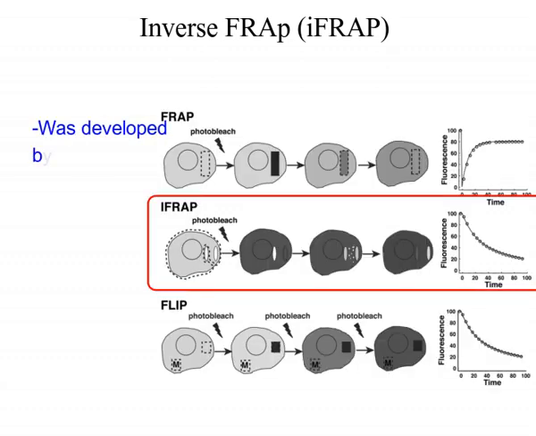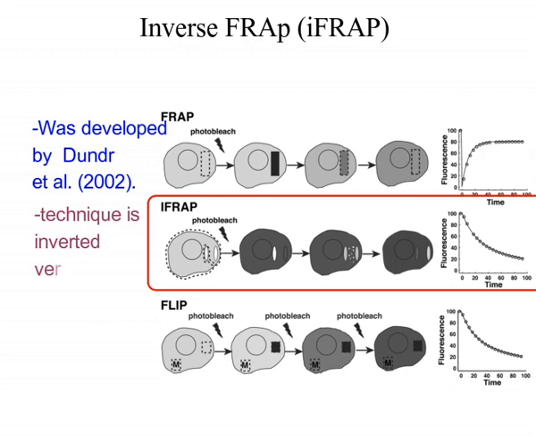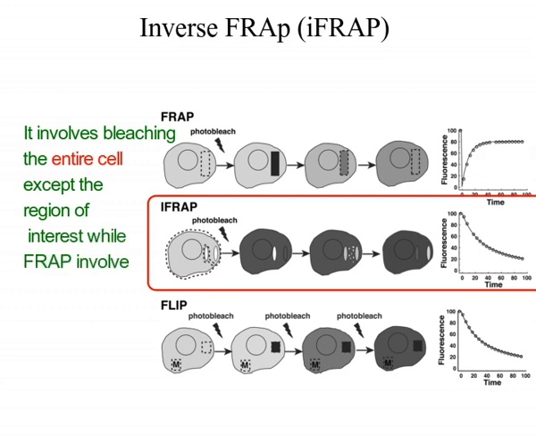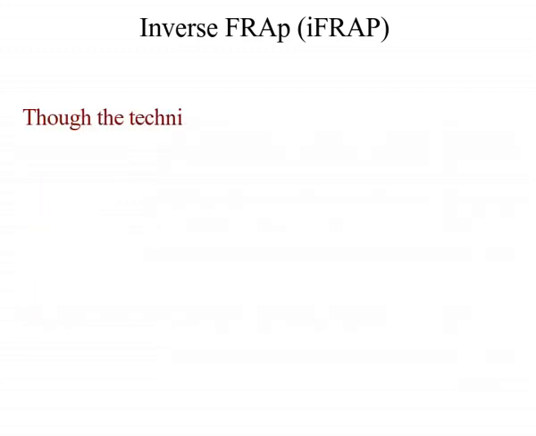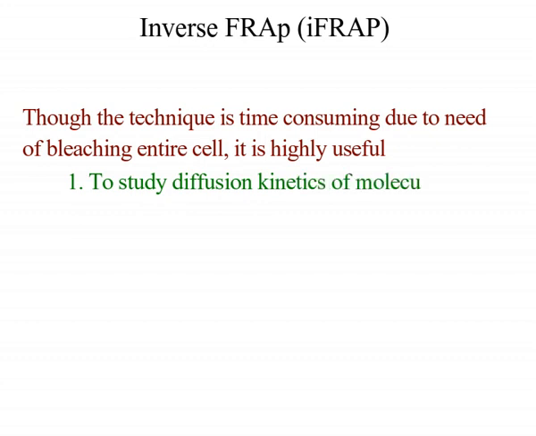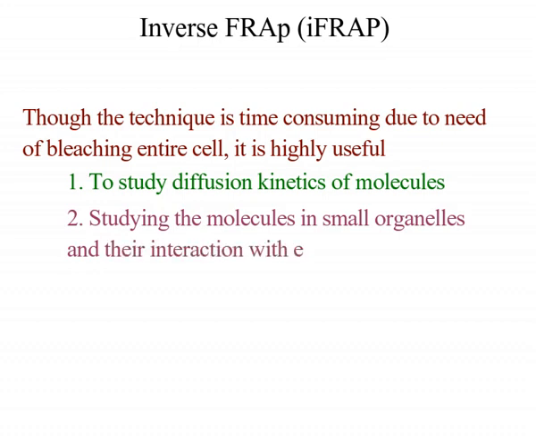It was developed by Dundr et al. in 2002. This technique is an inverted version of FRAP, hence it is called iFRAP, that is inverse FRAP. It involves bleaching the entire cell except the region of interest, while FRAP involves bleaching the region of interest. Though the technique is time consuming due to the need of bleaching the entire cell, it is highly useful to study the diffusion kinetics of the molecules, studying the molecules in small organelles and their interaction with either cytoplasm or other organelles.